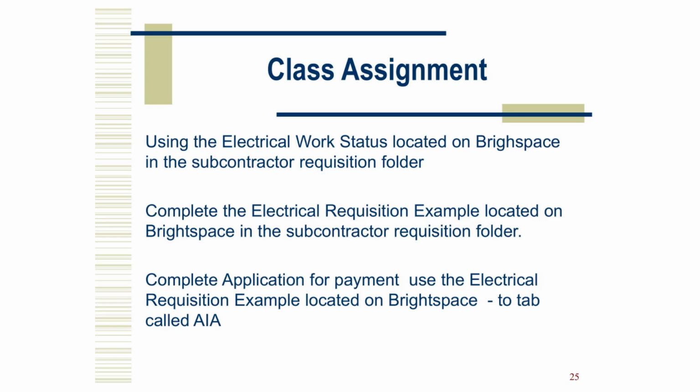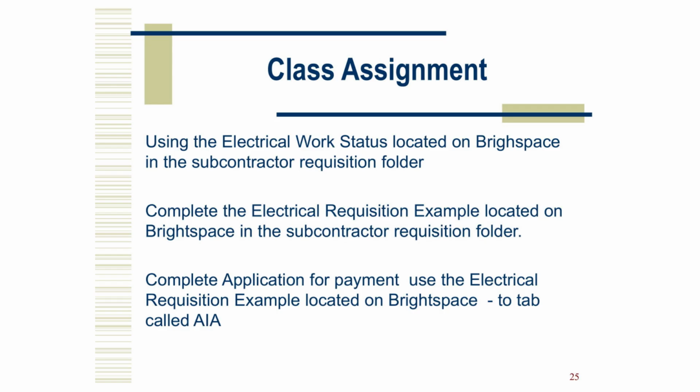Open Brightspace. In the subcontractor requisition folder, you will find the electrical work status and the electrical requisition example. Complete the electrical requisition example using the data provided. Then complete the application for payment on the tab labeled AIA. Follow the SOV and continuation logic we just covered.